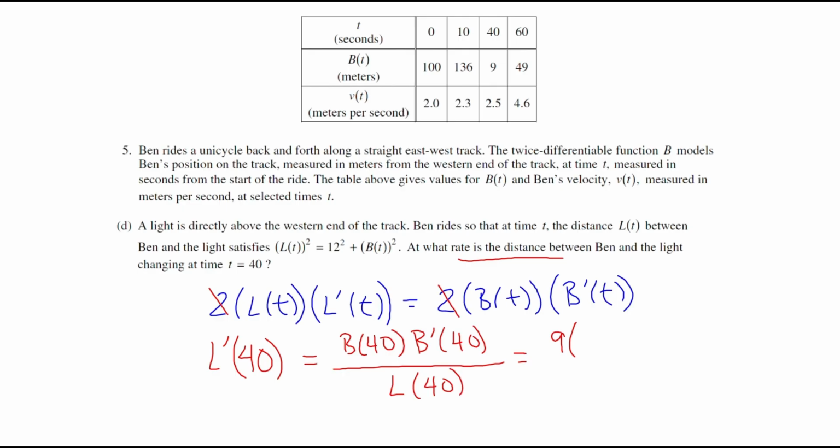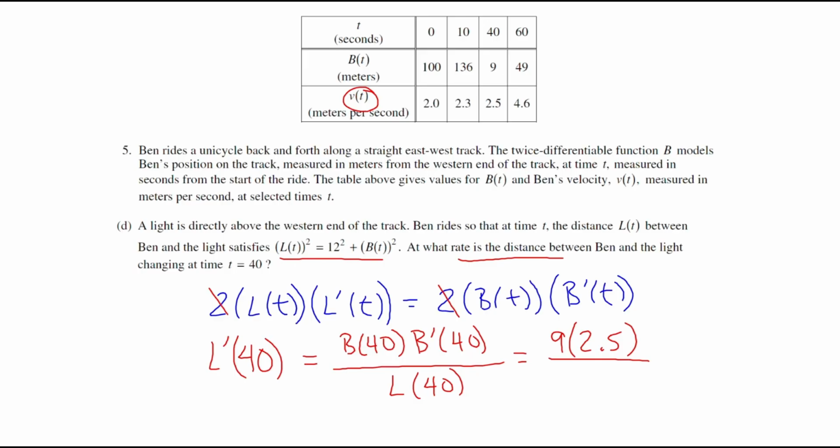B prime of 40 we can also find in the chart, because remember that B of t is B prime. So we have 9 times 2.5. And then in the denominator we have this L of 40. Well, L of 40, that's going to come from this.